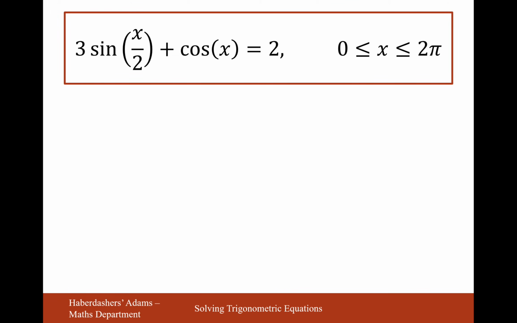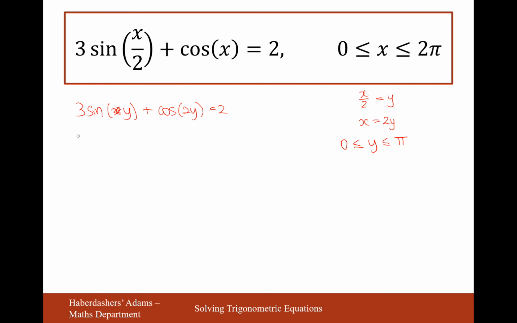Okay, moving on to the next question, and we'll use that little strategy we saw before, which was to turn x over 2 into y, so that we turn x into 2y. So it just doubles both of the angles. So we're going to write 3 sin y, plus cos 2y equals 2. So we also have to change the interval, so it's going to be from 0 down to y down to pi. We're going to half both of these sides.